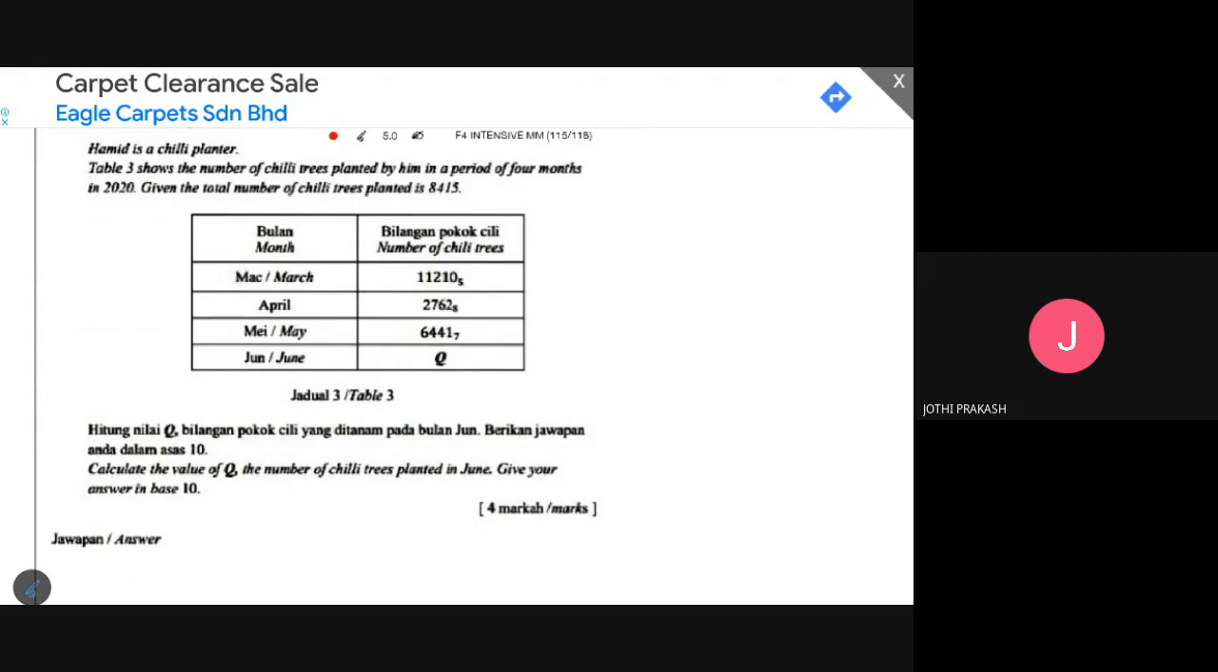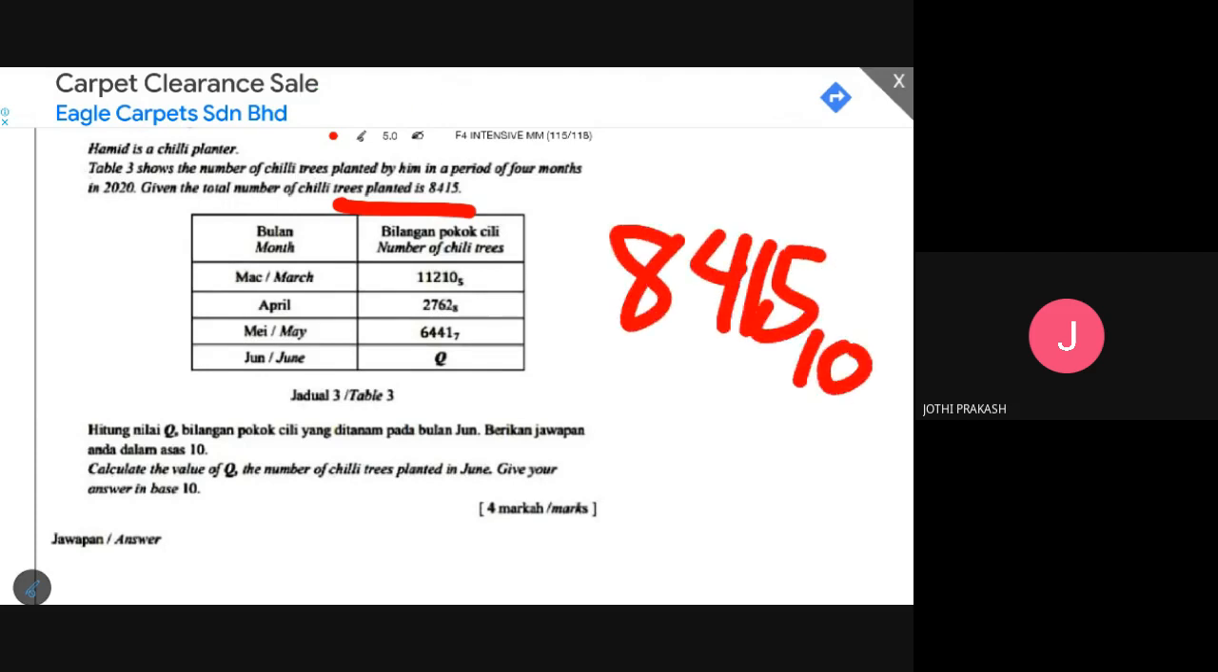Happy now. Last question. Okay, total number of chili planted is 8415. Okay, 8415 dalam asas apa guys nilai ni? What value is it? Yes, base 10. Very good. Okay, whenever they don't state, bila tak nyatakan, terus anggap sebagai asas 10. Just assume. So now they ask to calculate the Q value in June.